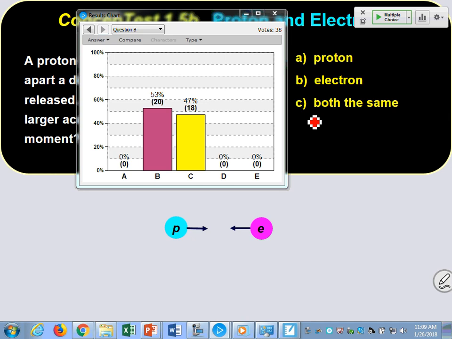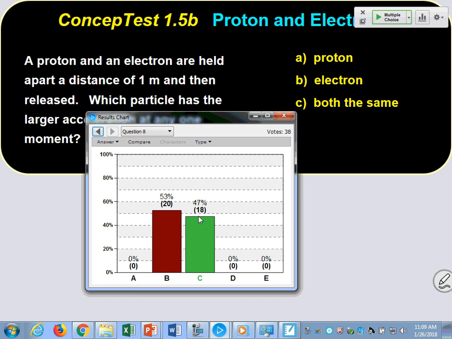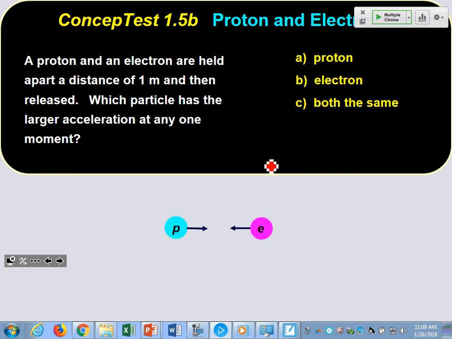Why B? You're right. Right, protons are like 10,000 times heavier than an electron. A lot heavier. The larger acceleration is B. Oh, that's C. Yeah, the electron has a larger acceleration because it's a lot smaller.